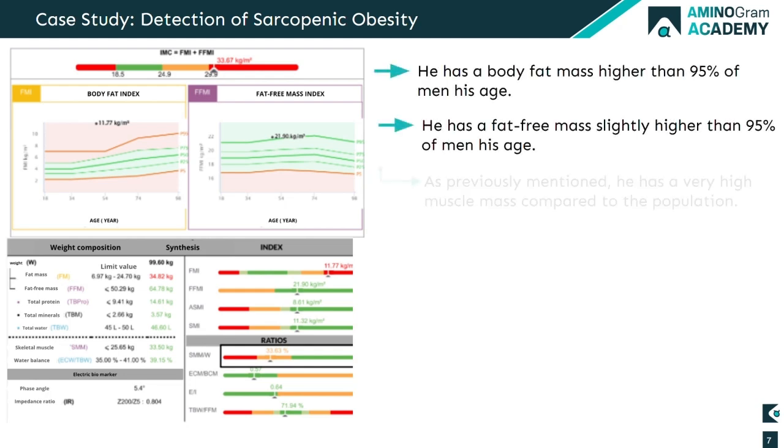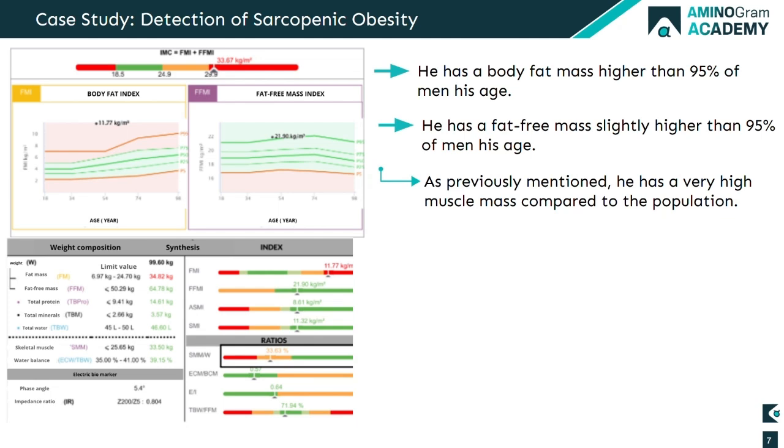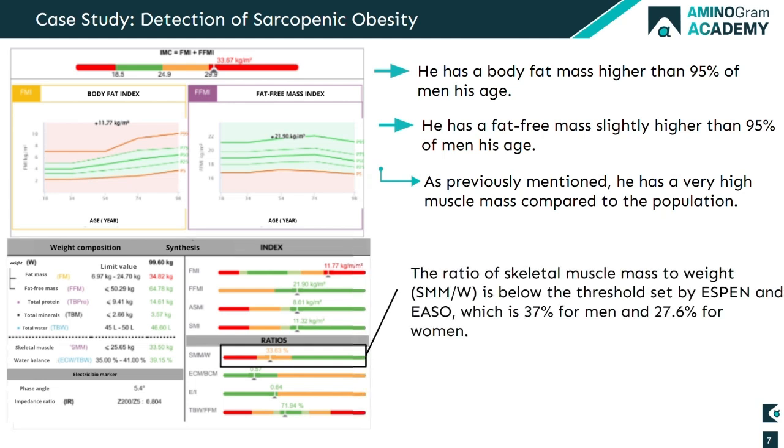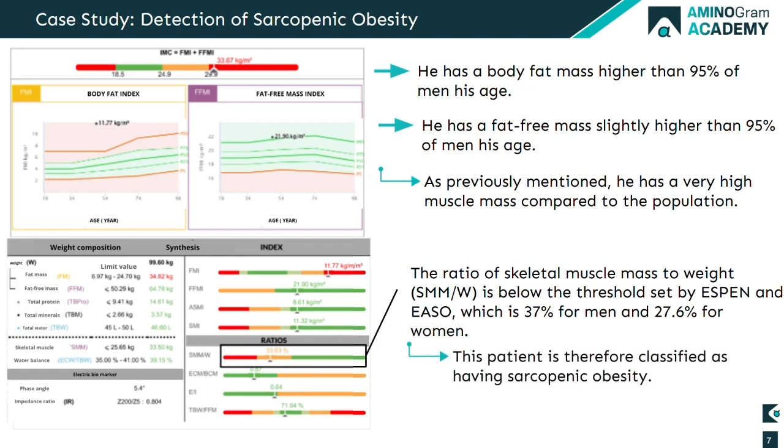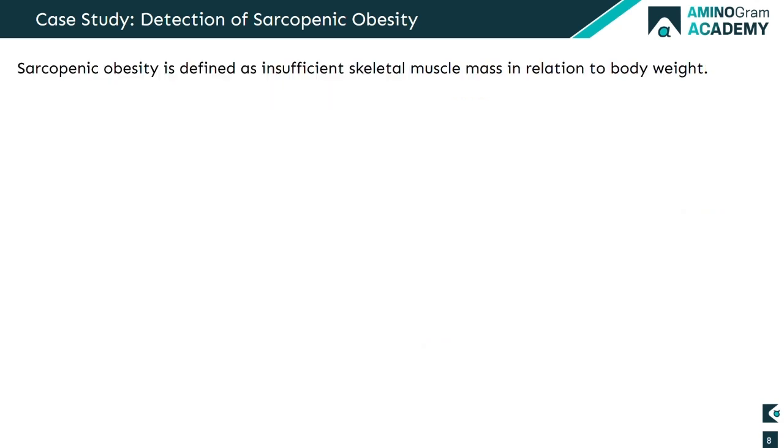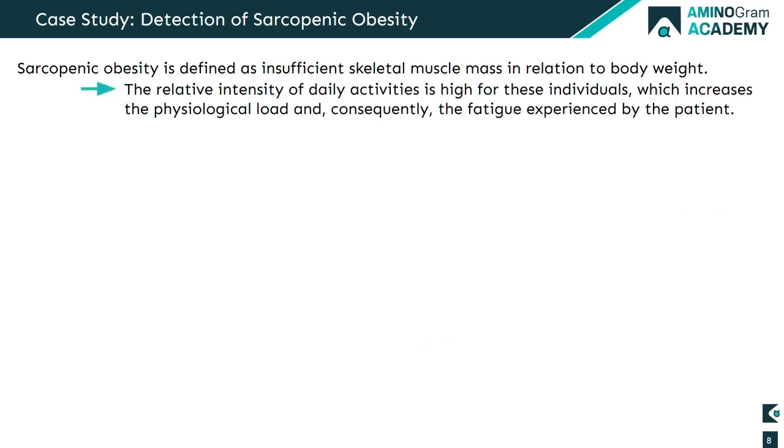We can also see that in terms of BMI, if we divide it between a fat mass index and a non-fat mass index, we can see that in fact he has a fat mass much higher than 95% of men his age, but his non-fat mass is barely higher than 95% of men his age. And so, he still has a very high muscle mass compared to the population. However, if we look at a parameter that is very interesting in this case, the muscle mass to weight ratio, we can see that it is below the limit set by ESPEN, the European Society for Clinical Nutrition, and ESO, the European Society on Obesity, and thus, this person is indeed in sarcopenic obesity.